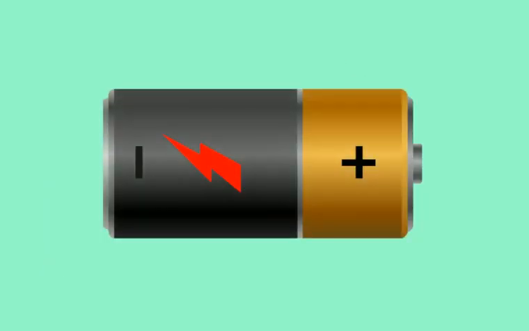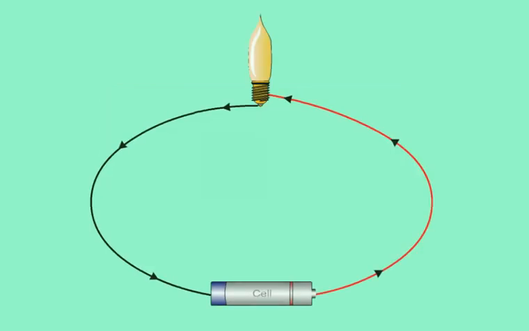Now observe the dry cell. Do you find the mark positive or plus at one end and negative or minus at the other end? Now, join the dry cell to the torch bulb using connecting wires as shown here in the figure. Does the bulb glow?